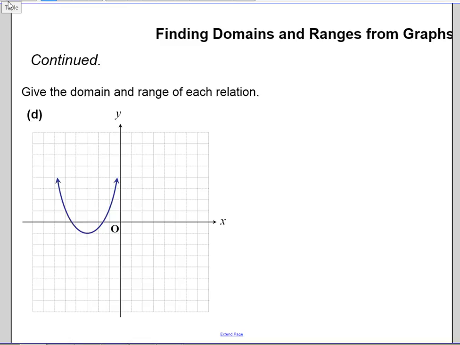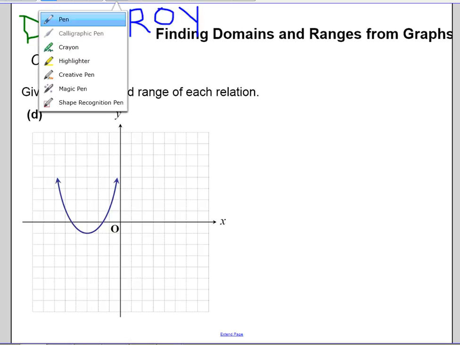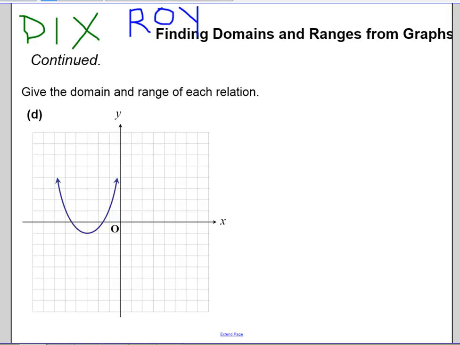Okay, here we are finding the domain and range of the relation from the graph. And remember that the domain is all of your inputs, your x values, and your range is all of your outputs or your y values. When we look at the domain, we'll look at everything in the x direction.